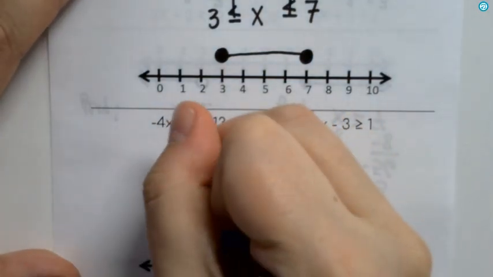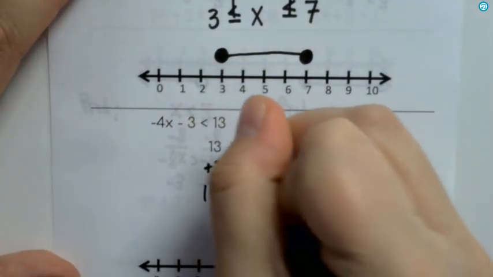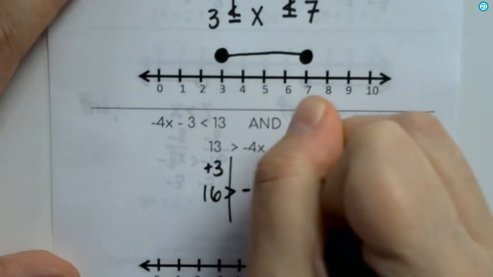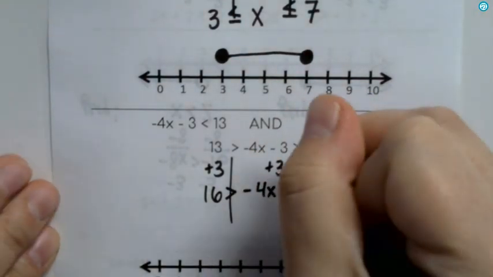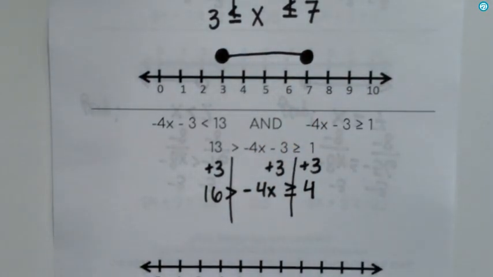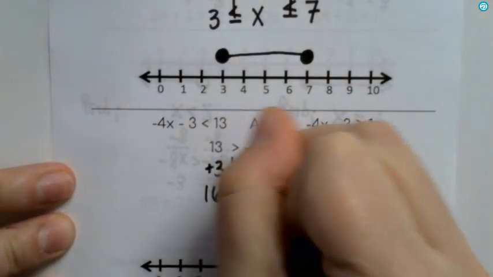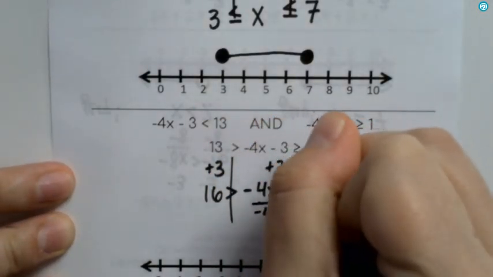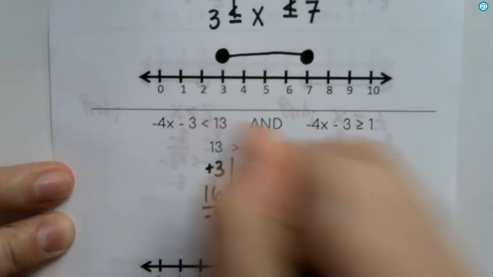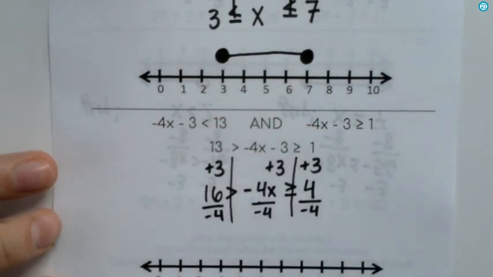13 plus 3 is 16. That is greater than negative 4x. That is greater than or equal to 1 plus 3, which is 4. Okay, from there, I'll divide negative 4 from both sides. And by both, I mean all 3. What happens when I divide by a negative? I need to flip my signs.